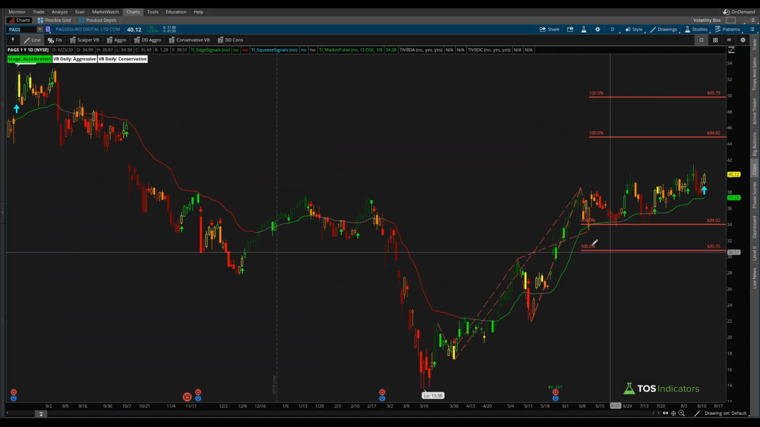Now, if we take a look at the next stock that we talked about, that was PAGS right here. Now, the reason why PAGS came on our radar was off of the squeeze signal right here. The squeeze signal then gave us essentially the indication that, hey, is there some sort of opportunity here?